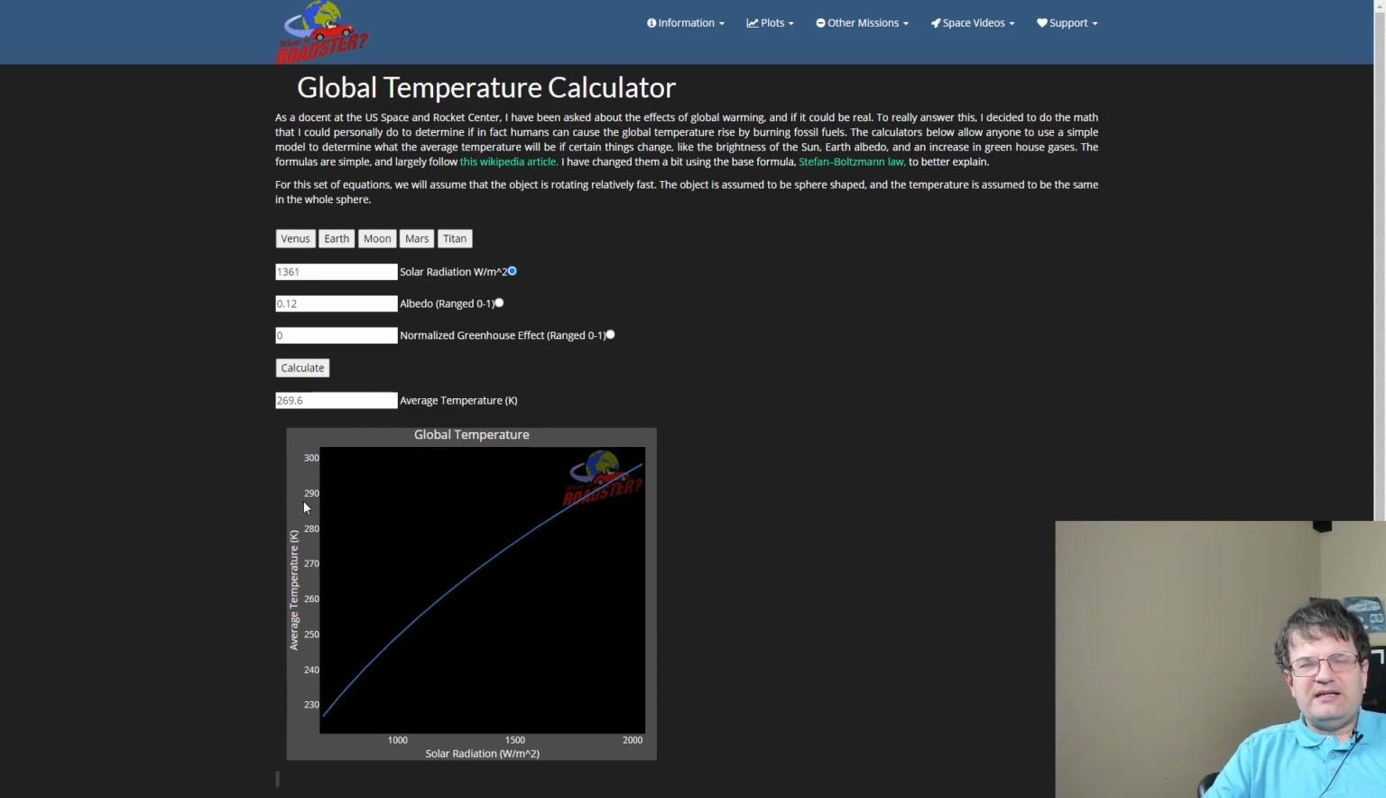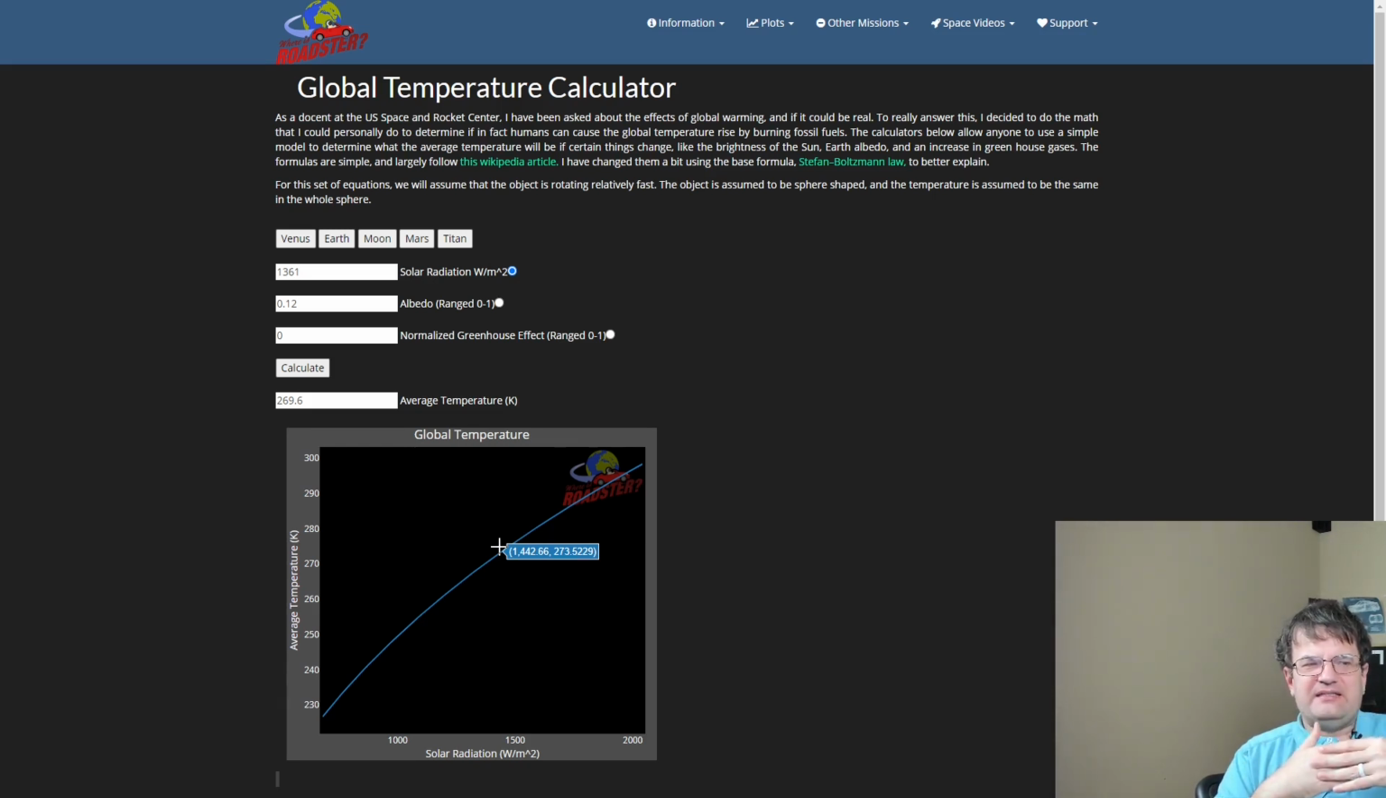The units here are Kelvin. 273 Kelvin is 0 degrees Celsius, and 32 degrees Fahrenheit is the same as 0 degrees Celsius. Kelvin works on the absolute zero scale, so 0 is the lowest temperature you could possibly have. So it doesn't particularly matter for this, other than to know that this is a Celsius scale.